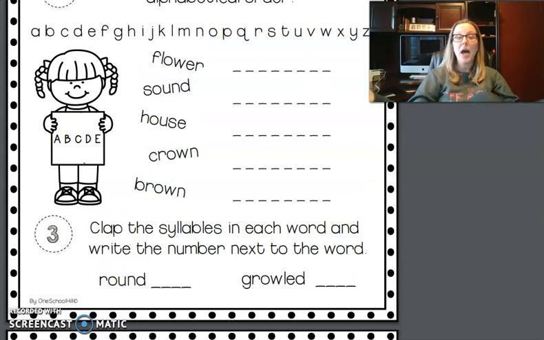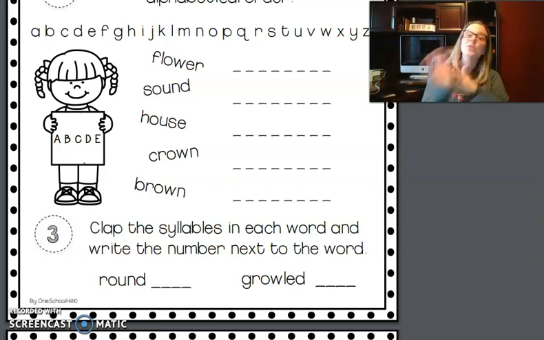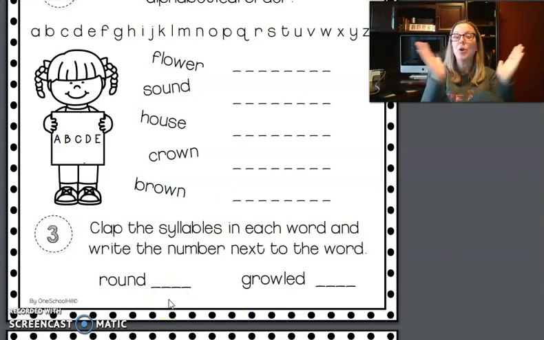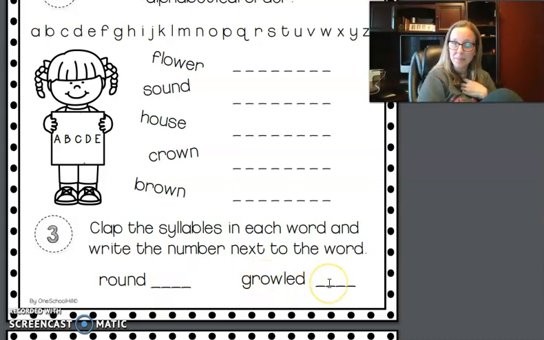So we know words like Grayson have two distinct sounds. Grayson, two syllables, two claps. So we have the word round and the word brown. So go ahead and write the number of syllables that you hear.